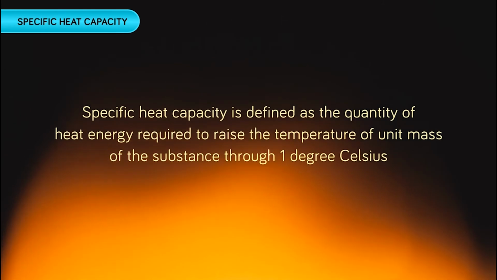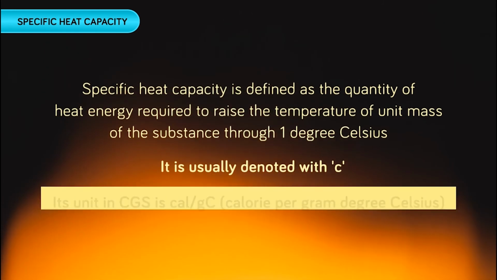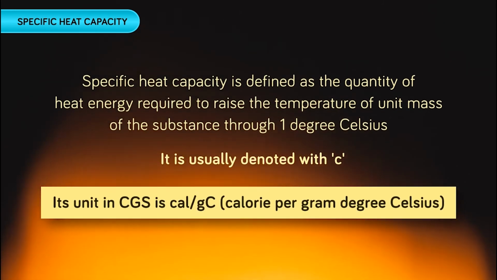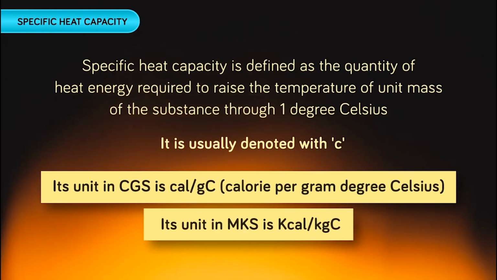Specific heat capacity. Specific heat capacity is defined as the quantity of heat energy required to raise the temperature of unit mass of the substance through 1 degree Celsius. It is usually denoted with the letter C. Its unit in CGS is calorie per gram degree Celsius. Its unit in MKS is kilocalorie per kilogram degree Celsius.